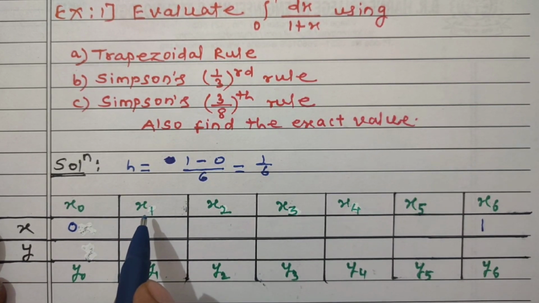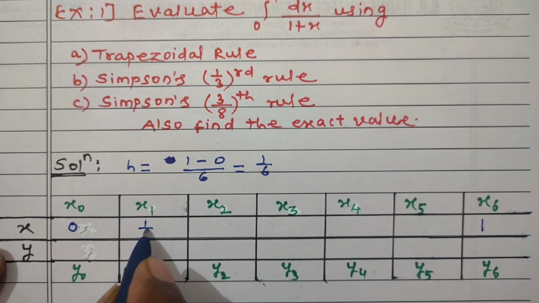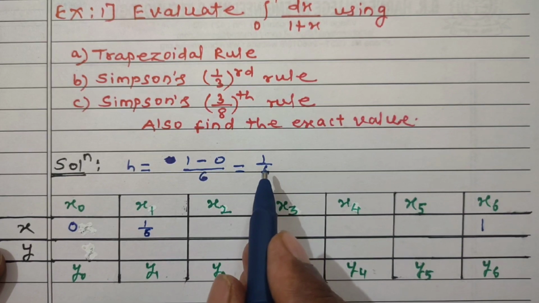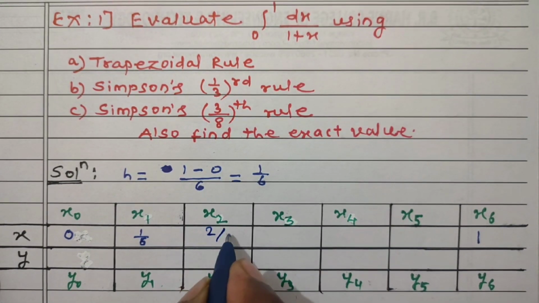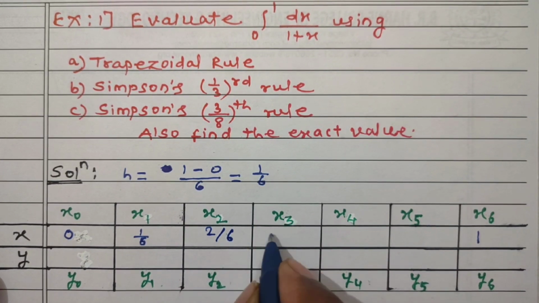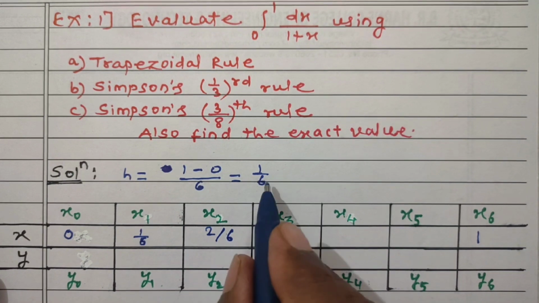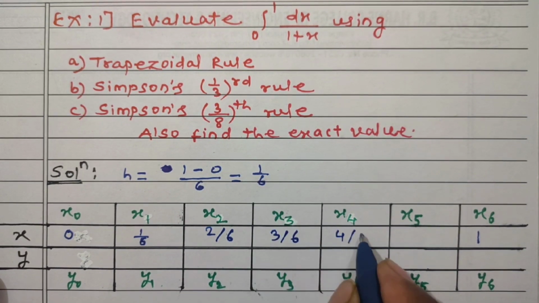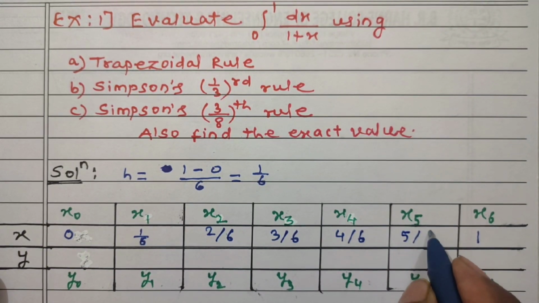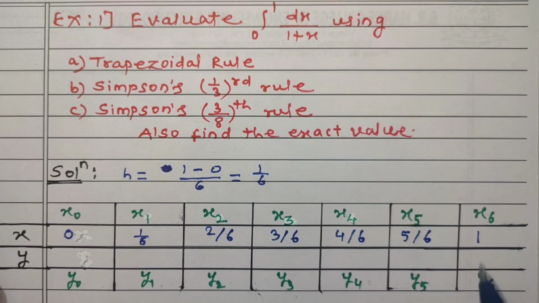Now to find x1, 0 plus 1/6 is 1/6. Now x2 is equal to 1/6 plus 1/6, that is equal to 2/6. x3 is equal to 2/6 plus 1/6, that is 3/6. Then x4 is equal to 3/6 plus 1/6, that is 4/6. x5 is equal to 5/6, and x6 is equal to 6/6, that is equal to 1.